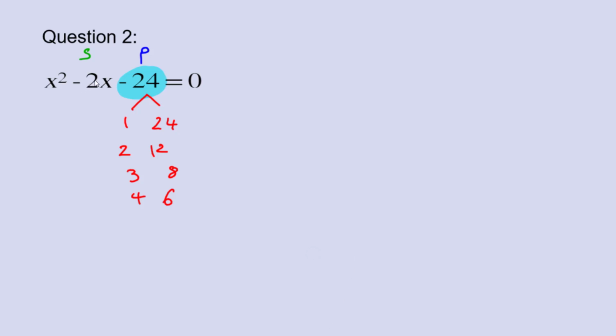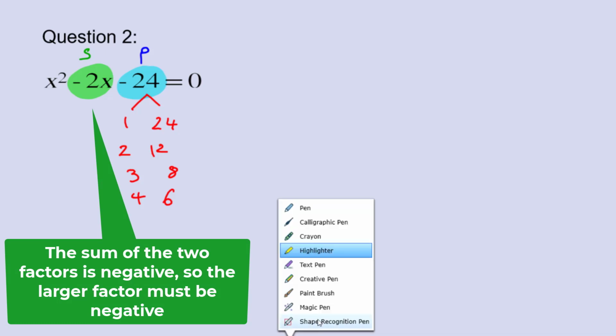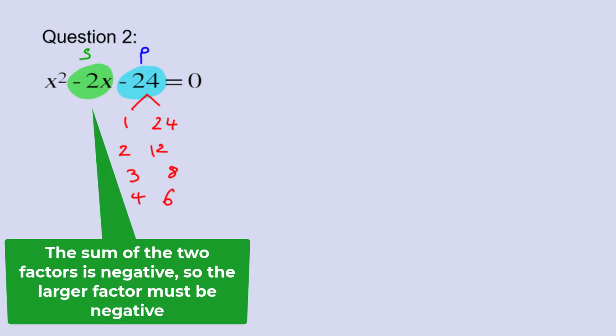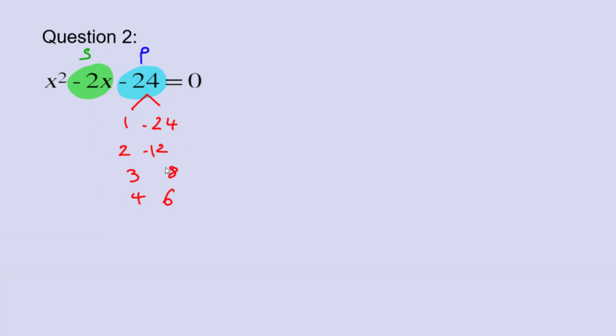For that, we need to look at the sum, which is given by the factor of x. The sum of the two numbers is negative. That means the larger number has to be negative for the sum of the two factors to be negative. So minus 24 is negative, so is minus 12, minus 8 is minus 6. Minus times minus is plus, so the other factors must be positive. In this case the sum of the factors is always negative, and the product is always minus 24. But which two factors will give us a sum of minus 2?